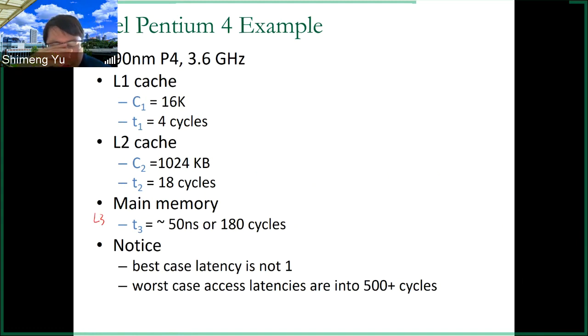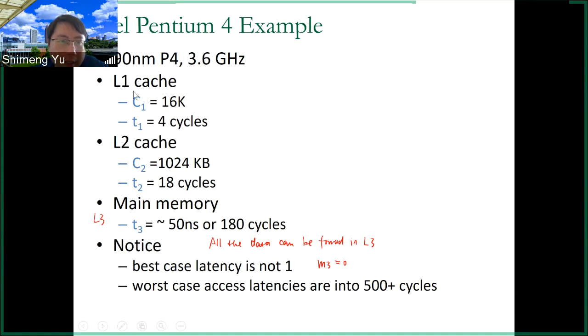So here the assumption is that you can find all the data in level 3. All the data can be found in level 3. So that means the miss rate of level 3 is 0. You can find all the data you need in your program in the main memory in this case.